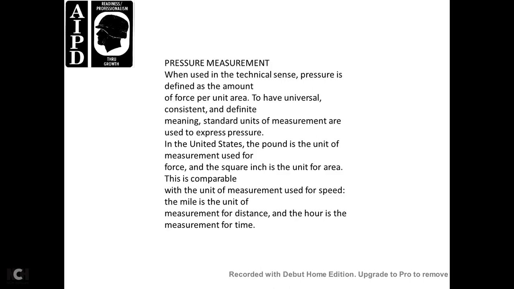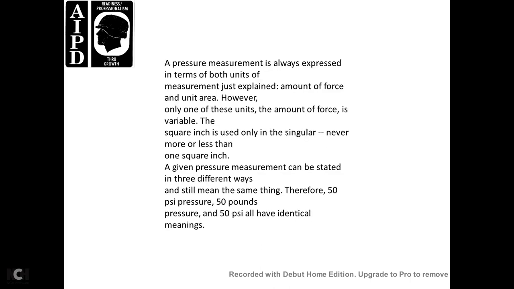In the United States, the pound is the unit of measurement used for force, and the square inch is the unit of area. The comparable units used for speed are the mile, the measure of distance, and the hour, the measure of time. A pressure measurement is always expressed in terms of both units of measurement, to explain the amount of force in the unit area. However, one of these units, the amount of force, is variable.